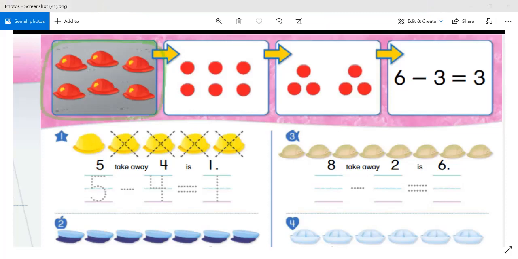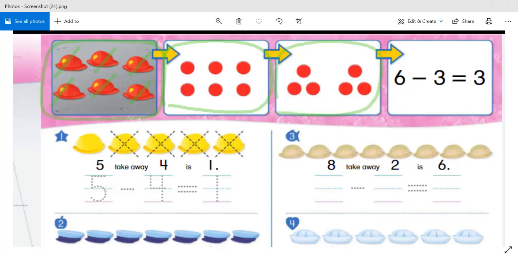What kind of hats do you see in the picture? Fire hats. How many hats are there in all? 6. 1, 2, 3, 4, 5, 6. Let's look at our second box. What do the counters show? The fire hats. So how could we show that some hats are taken away? We could take away that number of counters.